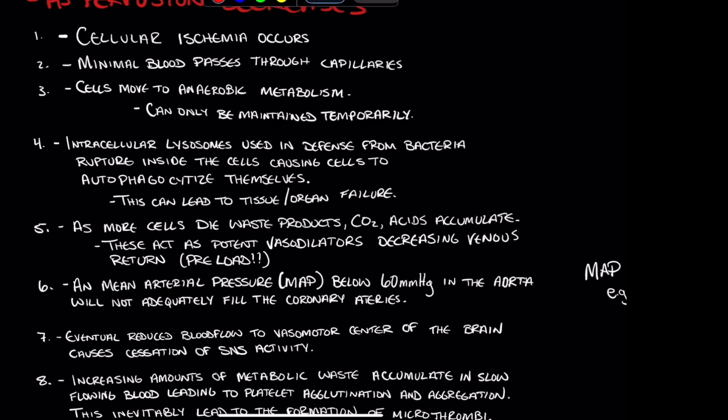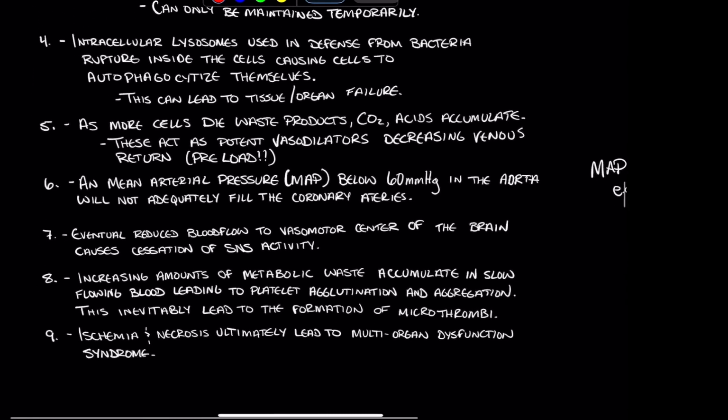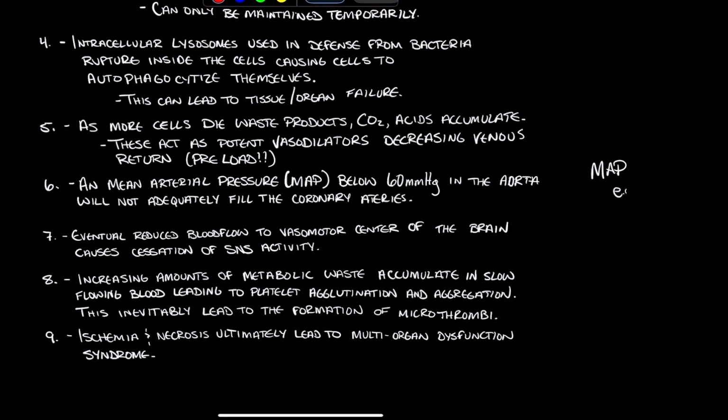So that's a step forward there. These lysosomes are used to defend themselves from bacteria. They'll rupture inside the cells, causing autophagocytosis. Inevitably this will lead to tissue and organ failure, tissue death. As more cells die, the waste products, carbon dioxide and acid, will accumulate.